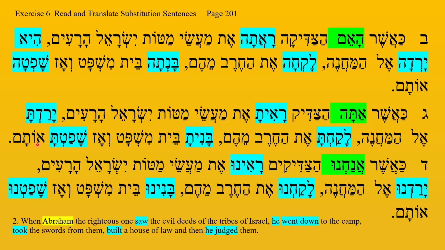So when you, masculine singular, the righteous one, saw the evil deeds of the tribes of Israel, you went down to the camp and you took the swords from them. You built a city of judgment, and then you judged them.